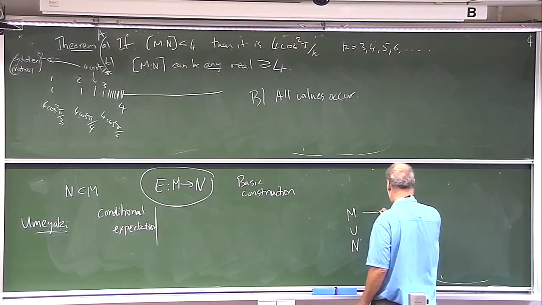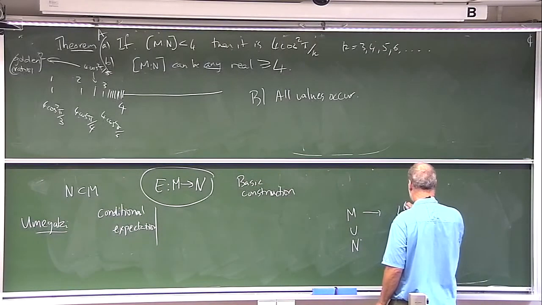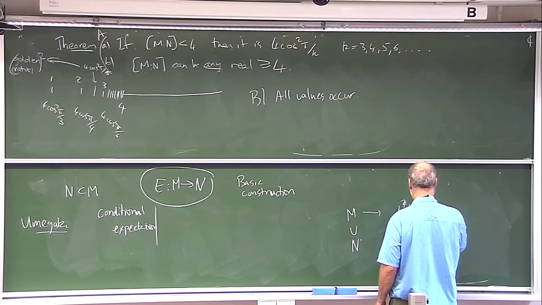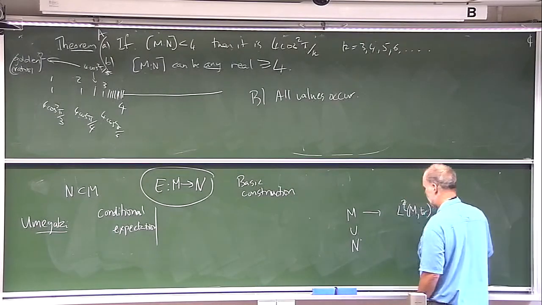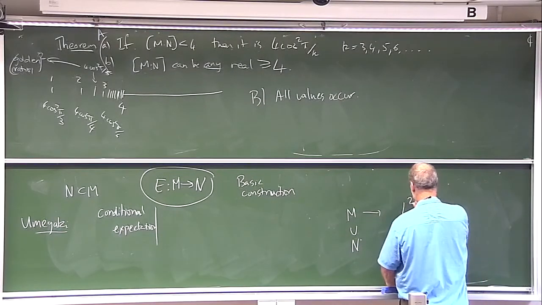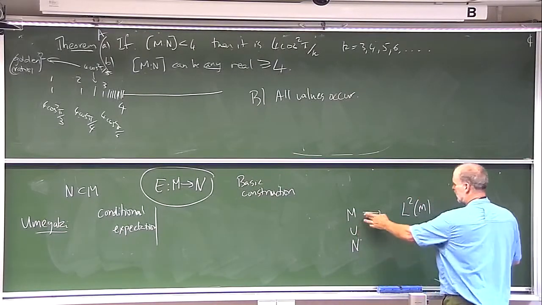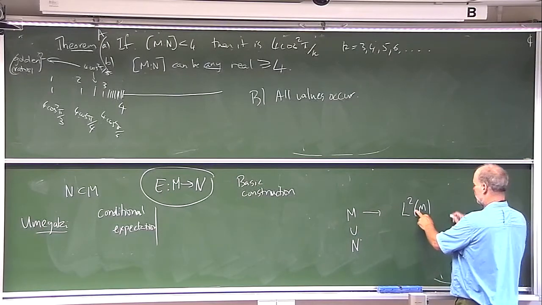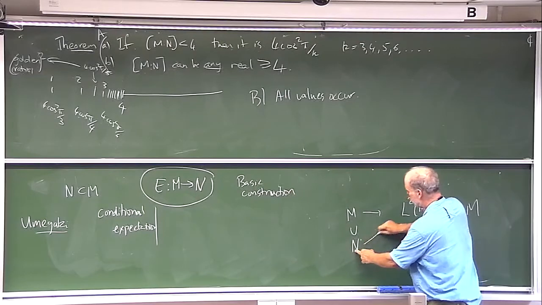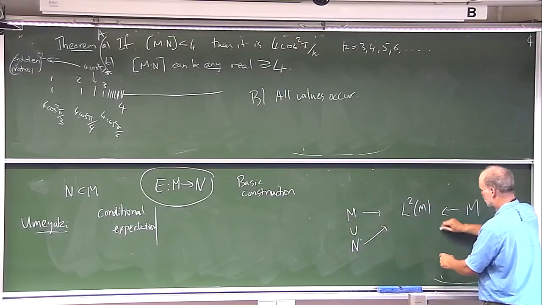So what do we have? We also have L2 of M, trace. M is acting on the left here. It's also acting on the right. We'll observe that. Since N is a subalgebra of M, it's acting on the left. It's also acting on the right.